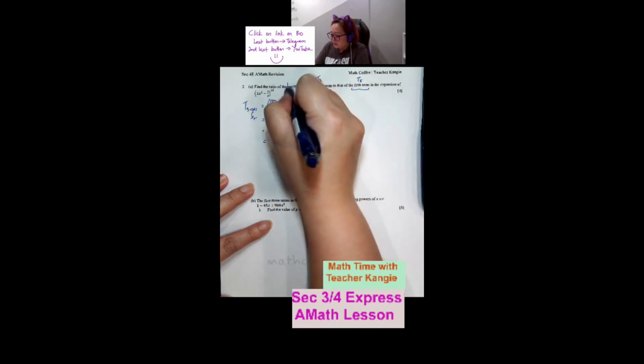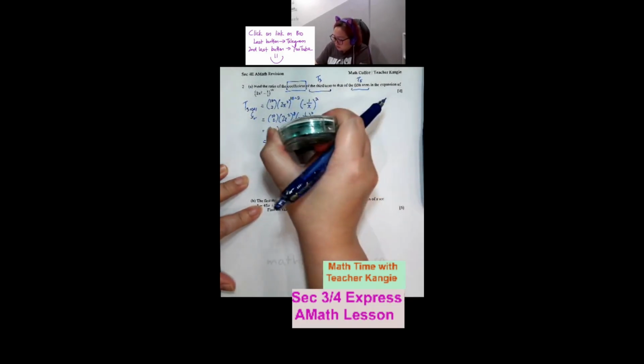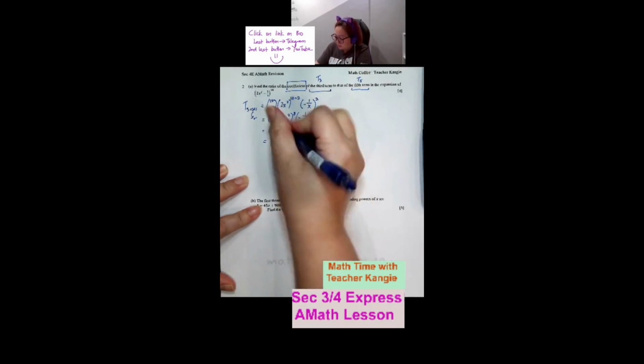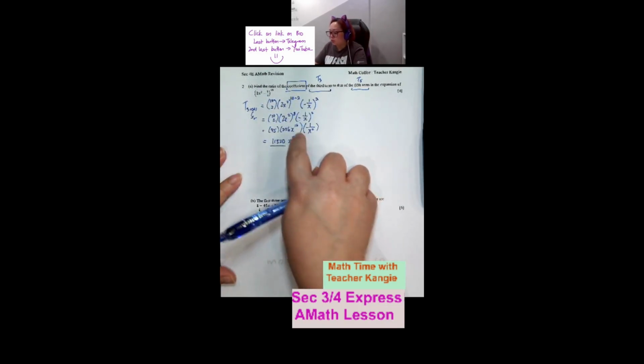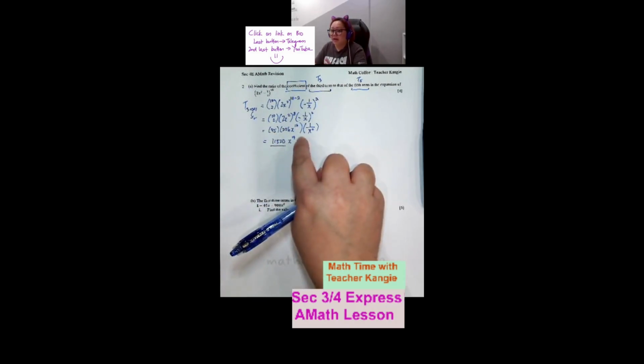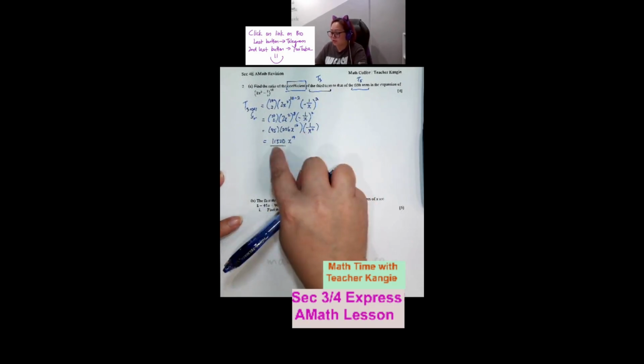And take note, they ask you to write out the ratio of the coefficient. So only this part is the coefficient. Don't include the x to the power of 14. If they ask for the whole term, you write the whole thing. If they ask for only the coefficient, it's only the number in front of the x to the power of 14, which in this case is 11520.